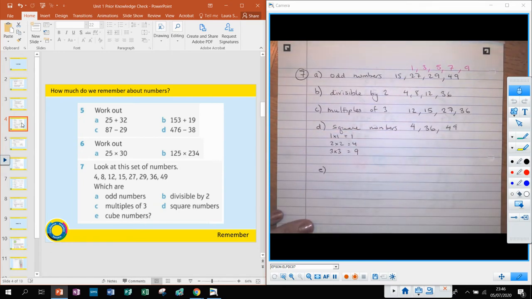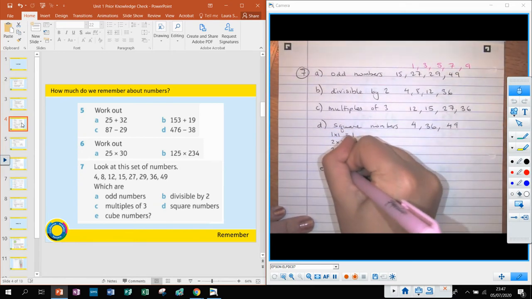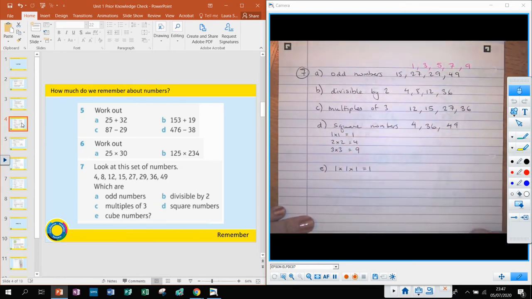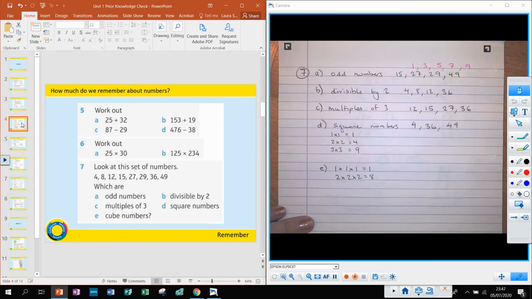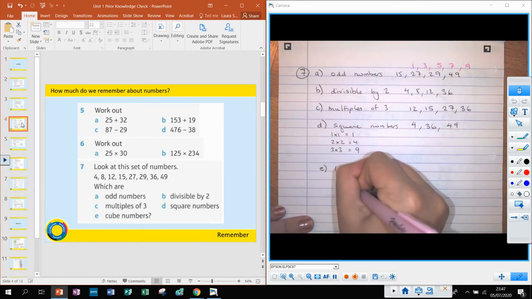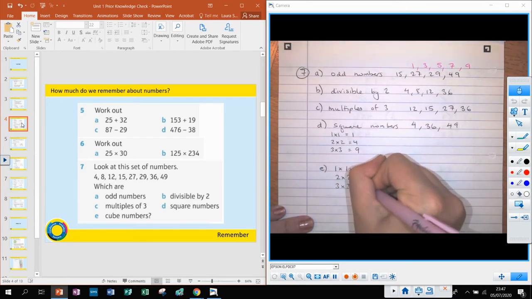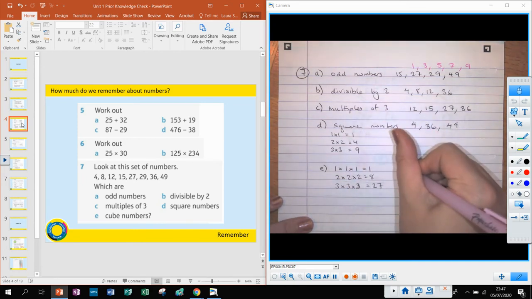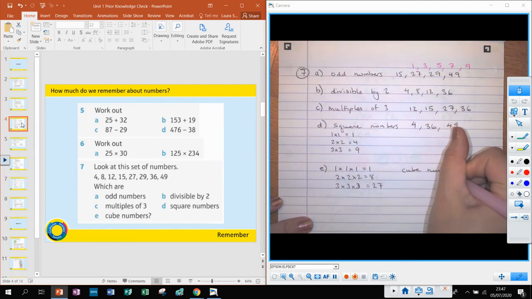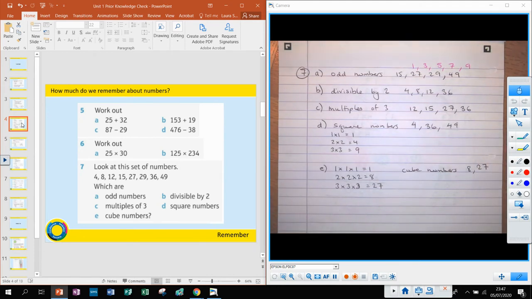Okay, and part E, cube numbers. Now, a cube number would be made by a number times itself again. So 1 is a cube number. 8 is a cube number. 27 is a cube number, and so on. Okay, so our answers for the cube numbers, in this case, we can see are going to be 8 and 27. Okay, there aren't any others on that list. Lovely, well done.